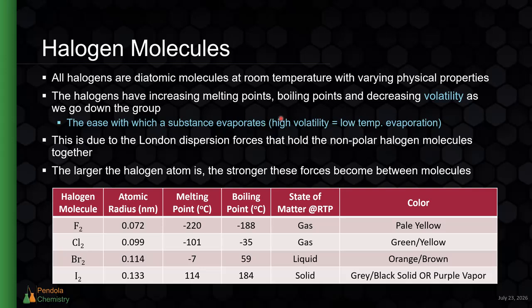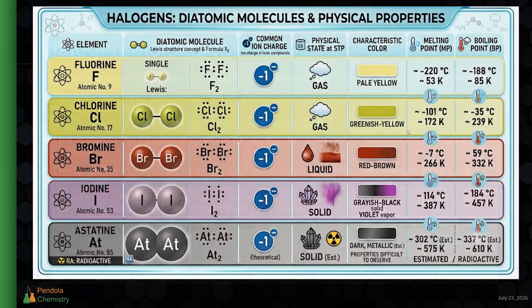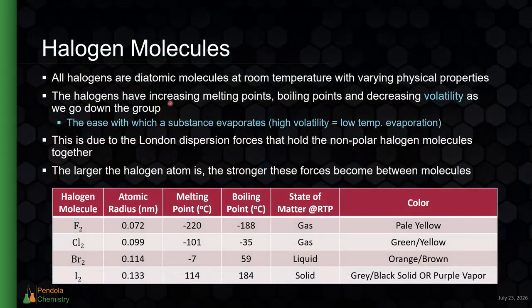Saying something's highly volatile means that it evaporates at a low temperature. Whereas if we say something is not volatile, it means that it will evaporate at a high temperature. So it will boil at a high temperature. So halogens are all going to have increasing melting points, like we saw here. You can see how the melting point goes up as we go down the group, from negative 220 to negative 101, negative 7 to 114. So they have increasing melting points and increasing boiling points as well, meaning their volatility decreases as you go down the group.